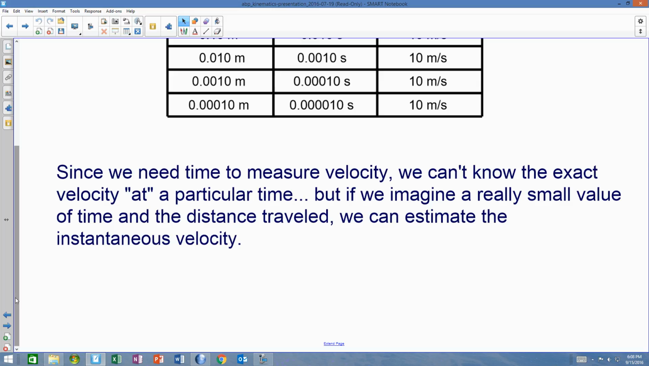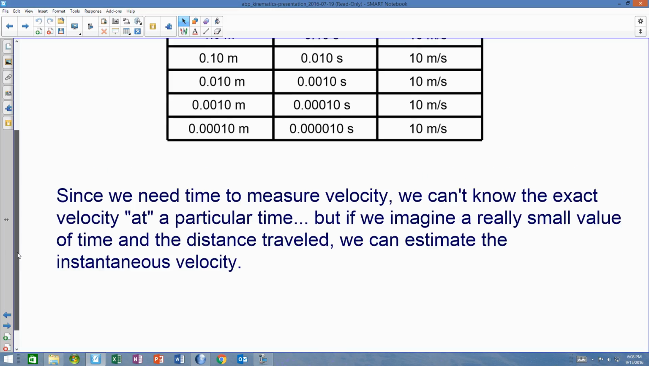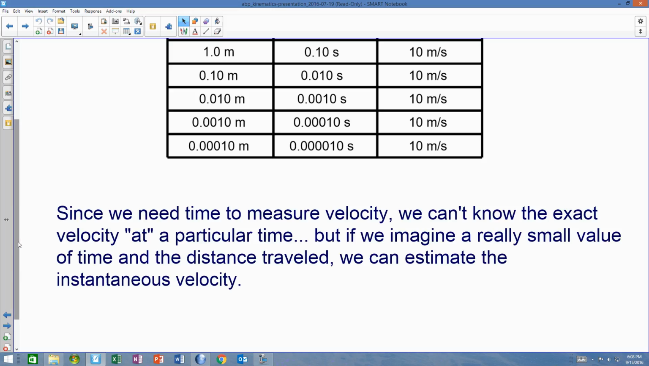So since we need time to measure velocity, we can't know the exact velocity at a particular time. But if we imagine a really small value of time and the distance traveled, then we can estimate the instantaneous velocity. What this really means is, if you're dividing by t, and t goes to 0 because you need an instantaneous delta t, in other words, delta t is 0, you can't find it. But we can actually make the time and the distance so small that it ends up giving us that instantaneous value.